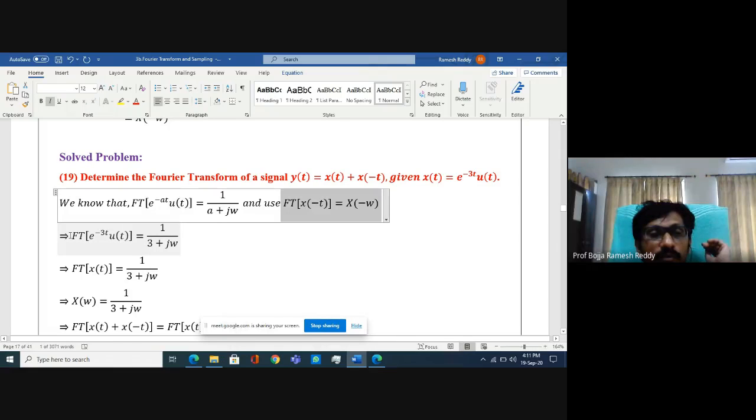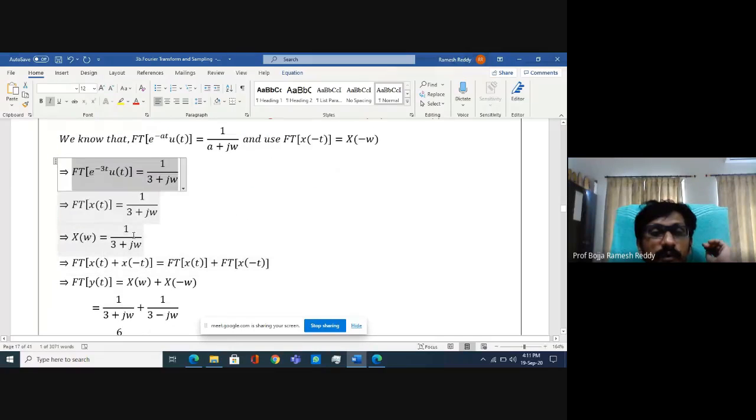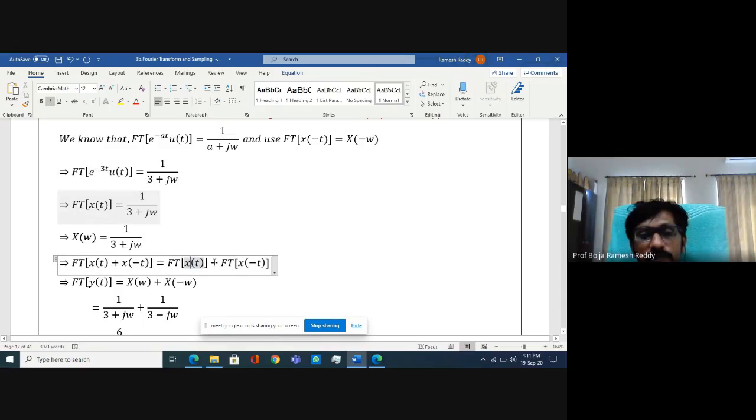Now, see, this is a known thing: the frequency domain of the decaying exponential signal, the Fourier transform of e power minus 3t u of t, is 1 by 3 plus j omega. This is called x of t as per the data given, and x of omega is equal to 1 by 3 plus j omega. Now what are they asking? The Fourier transform of x of t plus x of minus t. Now separate like this: the Fourier transform of x of t plus the Fourier transform of x of minus t. According to the property, the Fourier transform of x of t is x of omega, and the Fourier transform of x of minus t is x of minus omega.